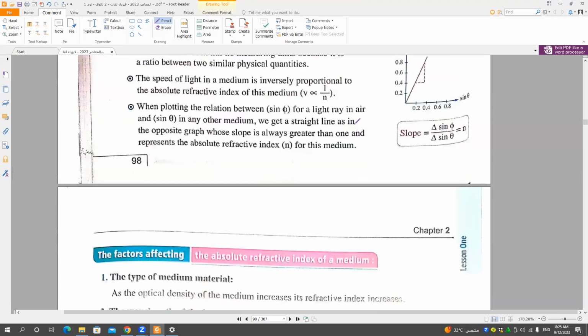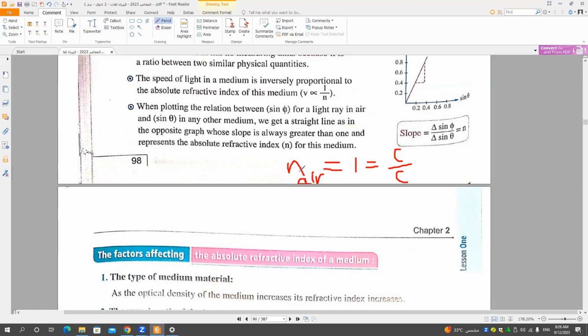It is the ratio between the speed of light, 3 times 10 power positive 8, over 3 times 10 power positive 8, equal 1. So the absolute refractive index for air equals 1. Why? Because it is a ratio, unitless or dimensionless, between two physical quantities. C over C, where C means the speed of light in air.